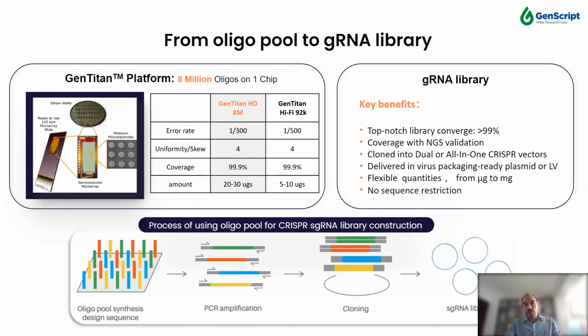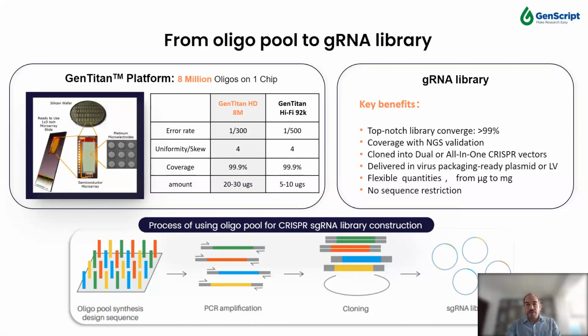We can also produce various gRNA libraries for gene knockouts. We have special platform called the Gene Titan platform. This is microchip-based oligosynthesis. This platform allows us to produce up to 8 million oligos in parallel, and we can produce them very efficiently with very low error rate. We have excellent coverage of 99.9%. We can produce them in different amounts.